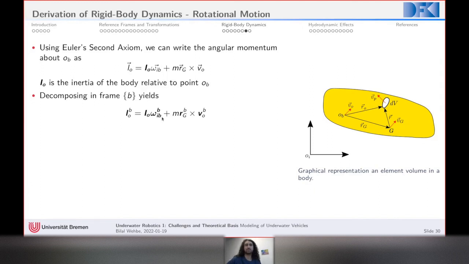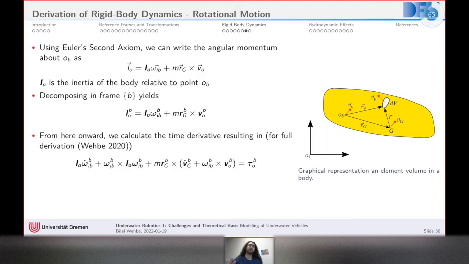If we decompose this in the body frame, then we just add the superscript b, and that will be here the angular velocity in the body frame, and this would be the velocity VO in the body frame, or the velocity of the point OB in the body frame. From here onwards, I'm not going to put the whole mathematical formulation. It's a little bit long, and I don't want to bore you to death. If you are interested in the full formulation, you can check the appendix of my PhD thesis, where I did that in detail.